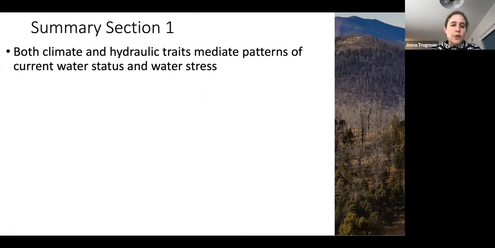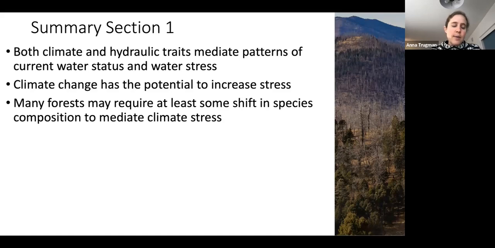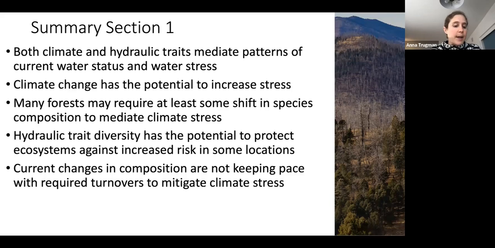both climate and hydraulic traits mediate patterns of current water status and water stress. Climate change has the potential to increase stress. Many forests may require at least some shift in species composition to mediate this stress. And hydraulic trait diversity in the US has the potential to protect ecosystems against increased risk in some locations. But the observed current changes that we found in the forest inventory are not keeping pace with required turnovers to mitigate climate stress.